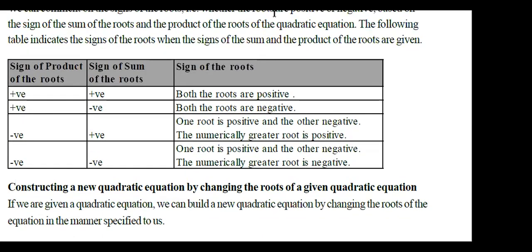Okay. Now let's try to solve this kind of problems. Wait, I'll just show you these kinds of problems, for which maximum minimum value we have solved.